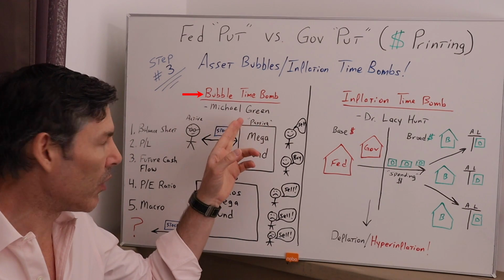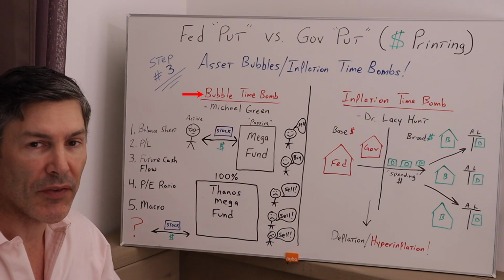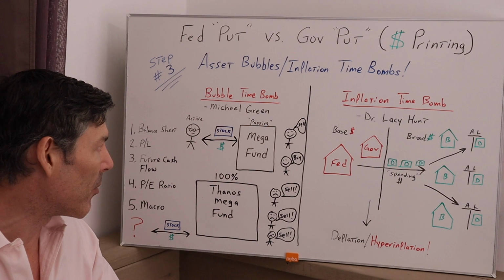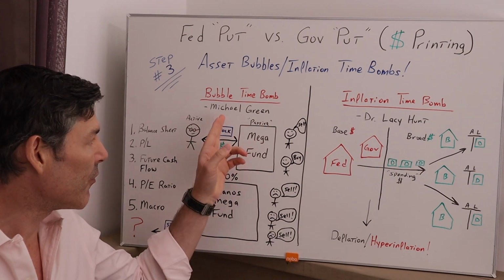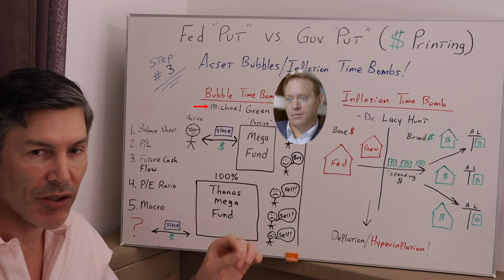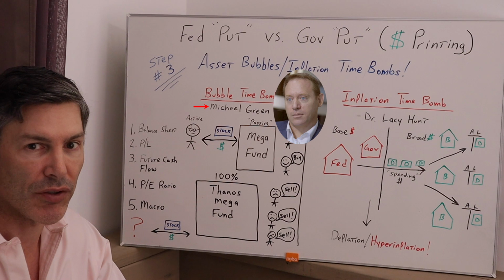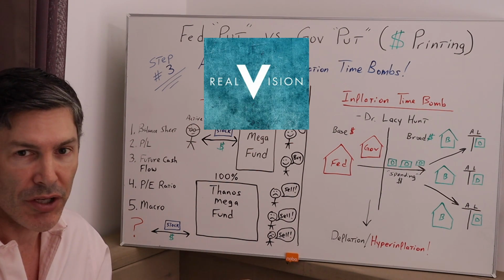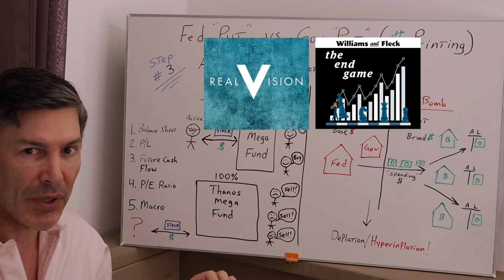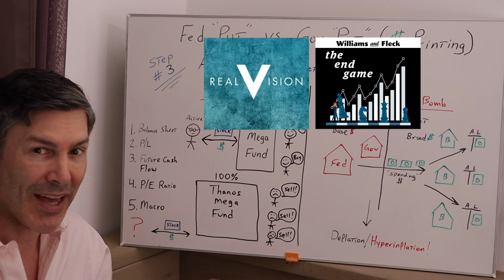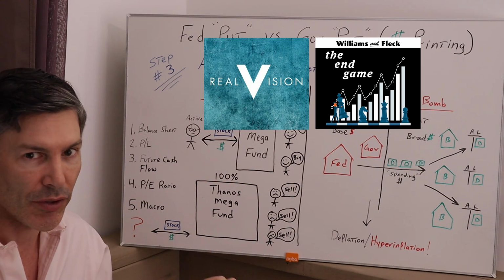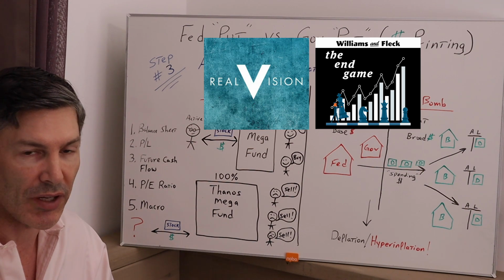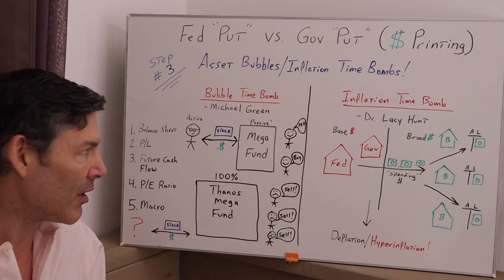Next, the bubble time bomb. And I'm referring specifically here to the stock market bubble. And this comes directly from Michael Green. I've been listening to a lot of his podcasts or his interviews recently. And if you haven't heard Mike Green on Real Vision or Grant Williams and Bill Fleckenstein's podcast, The Endgame, you've got to do so as soon as you get done with this video. I can't recommend it enough.